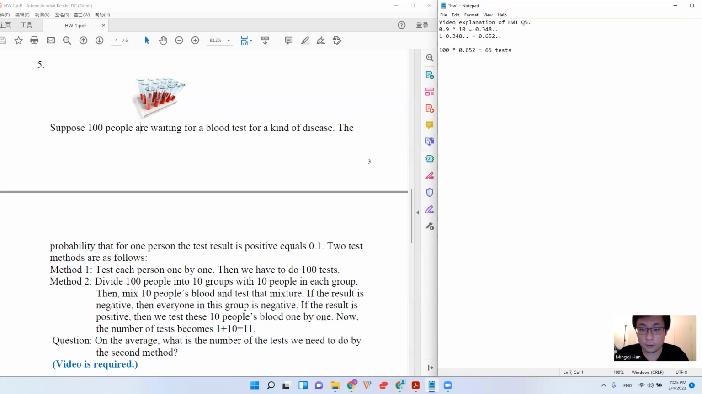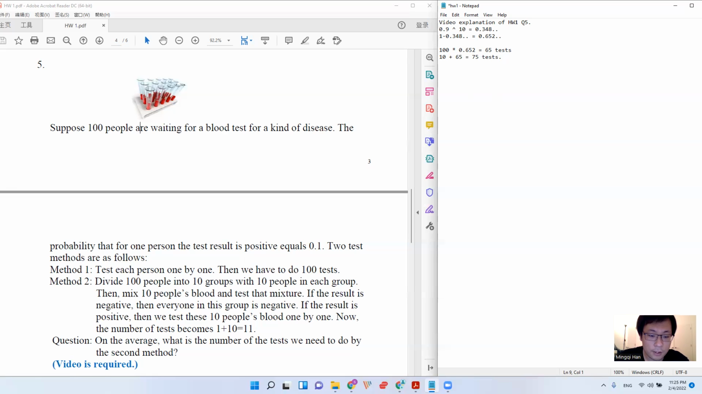So this is the number of tests that we need for the second round. Adding the first round 10 tests to this 65 second round, we get 75 tests for the expected value of method number 2.